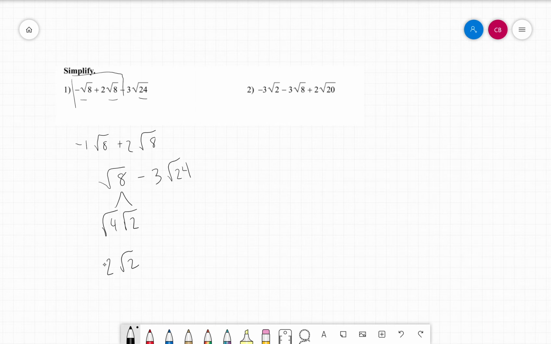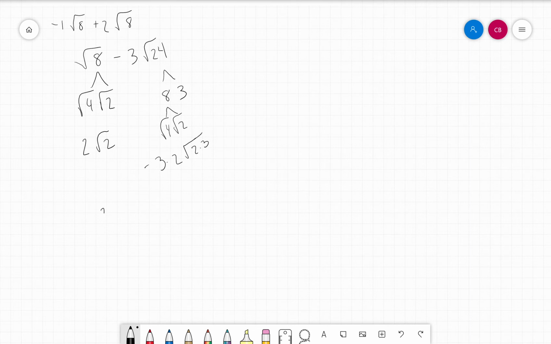And then 24 is 8 times 3. And then this is 4 and 2 again. Okay, so this is 2 square root 2 times 3. Obviously 2 and 3 don't come out. Times 3, and this is negative 3. So we'll put all this together. This is 2 times the square root of 2 minus 3 times 2 is 6, square root 6.